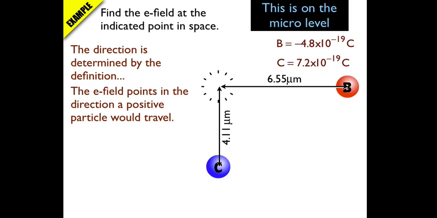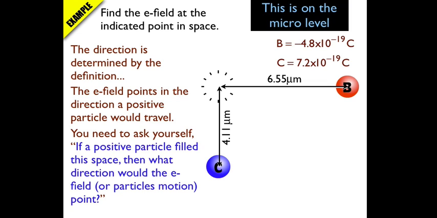So here are my two particles. C is positive and B is negative. I'm going to take an imaginary positive particle and put it right there at that spot in space and figure out which way it would go. So here's the particle, and C, because it's the same charge, is going to take that particle and push it away. So that's going to be the direction of the E field.